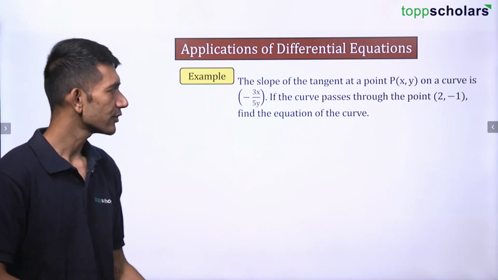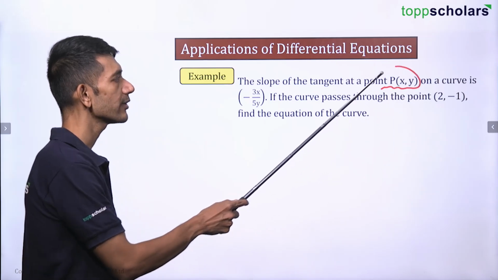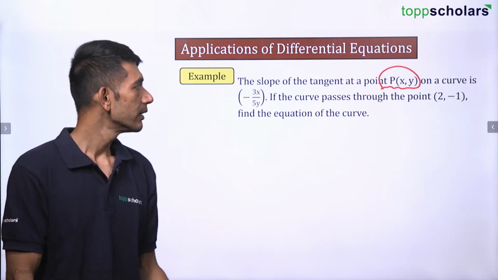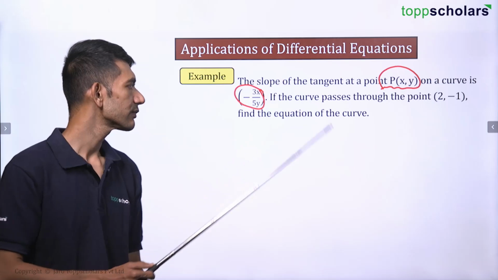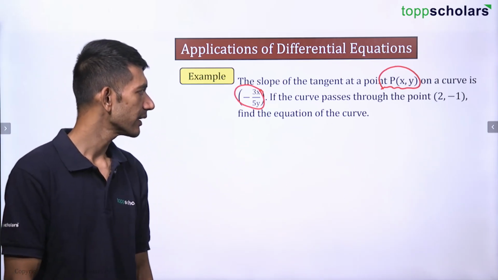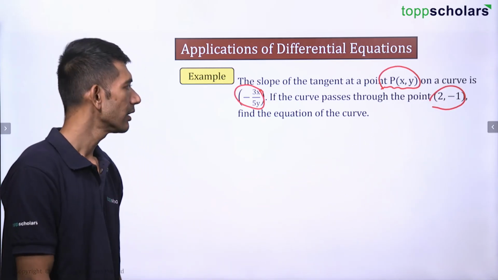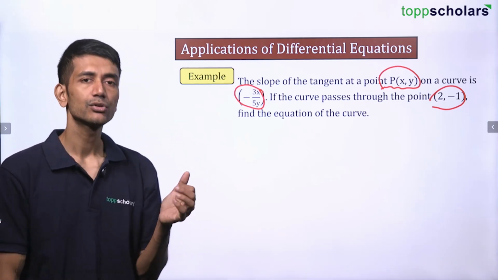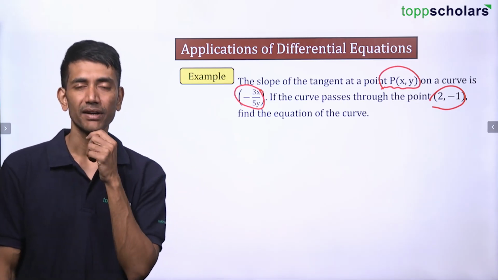The slope of a tangent at a point P, x comma y, on the curve is minus 3x by 5y. The slope is given by minus 3x by 5y. If the curve passes through the point 2 comma minus 1, find the equation of the curve. We're supposed to find the equation of the curve that passes through the point 2 comma minus 1, and the slope is minus 3x by 5y.